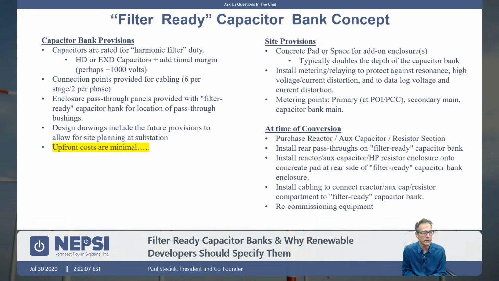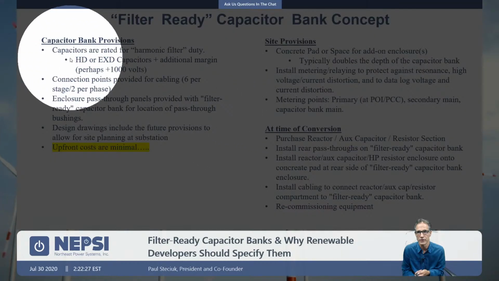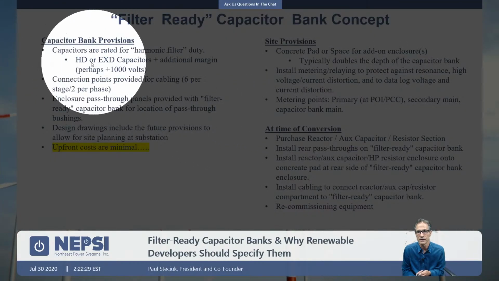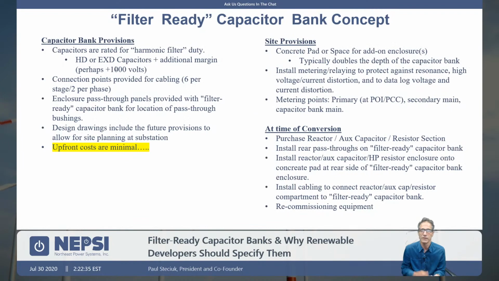So what's the filter-ready concept? If you've been around for the harmonic filter design presentation, the first thing you know is that the capacitors in a harmonic filter have a higher voltage rating. So you need to specify capacitors with a higher voltage rating, and that's what we're showing here. At least specify HD, which is heavy duty, or EXT, extra heavy duty, which means that the capacitor is going to have a voltage rating, by a percent depending upon which manufacturer you go to, higher than its nameplate rating. It's going to be able to handle a higher voltage.